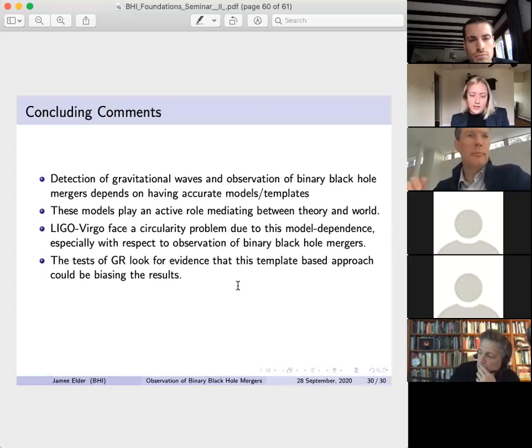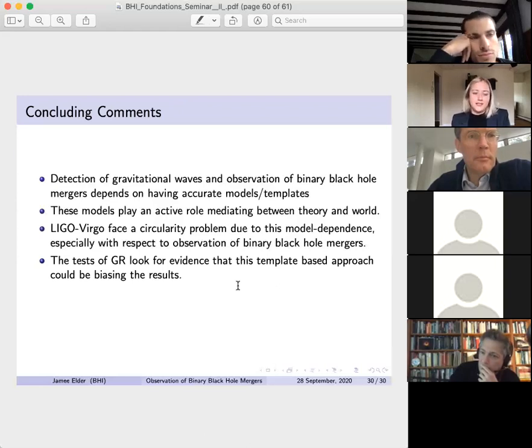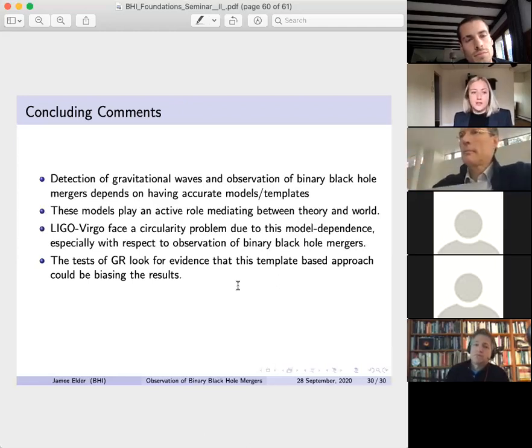I think that what's interesting about the tests of GR that I just briefly went through is that each of them are looking for evidence that that template-based approach could be biasing the results. So the residuals test is looking for ways that reliance on templates could be messing with your signal extraction. The low-high frequency test is looking for ways that the parameter estimation based on GR could be leading you astray. Each of these tests is looking at different aspects of the methodology and ways that the model-dependent observations could be biasing the results.